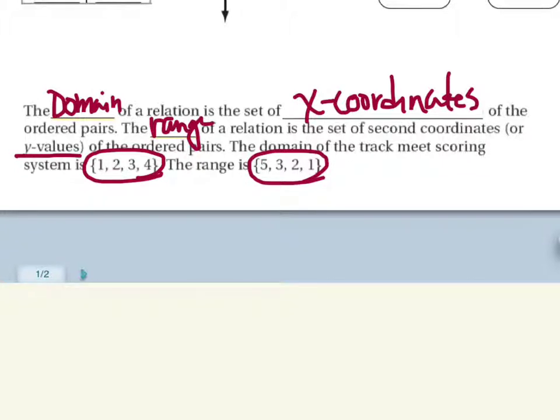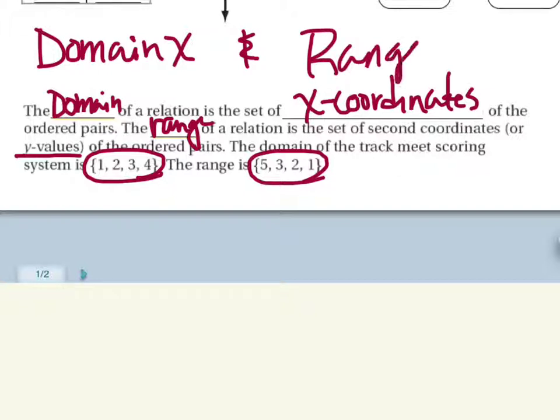My dumb way of remembering this is to remember the saying domain x, and rangey. So if you'll notice, domain and x go together, range and y go together.